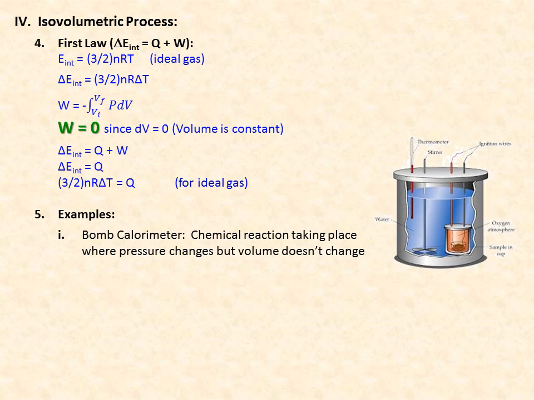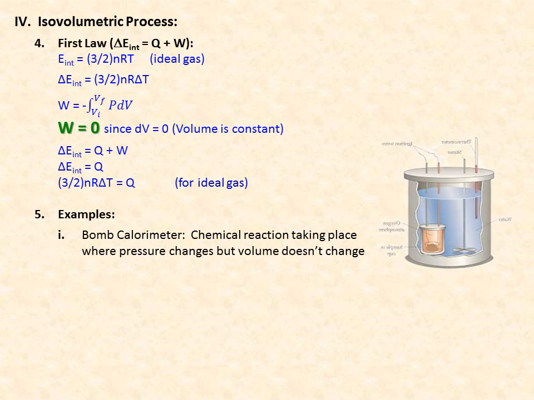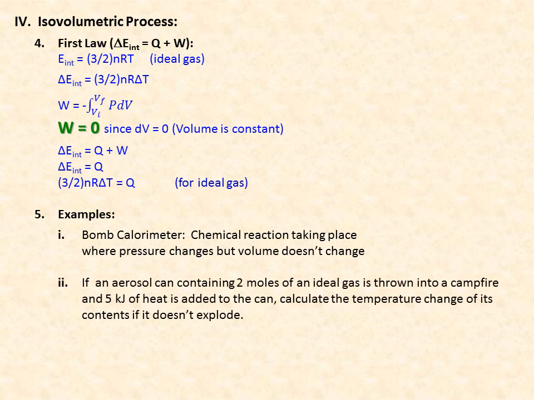The first example we'll look at is the bomb calorimeter. Here, when we allow a chemical reaction to take place, the volume of this calorimeter and its contents cannot change. We see that, well, certainly the pressure and the temperature can change, yet the volume will remain constant. A slightly more quantitative problem we'll look at here.